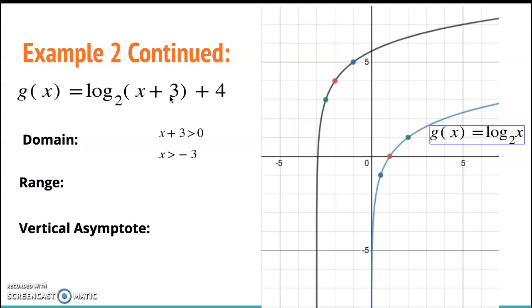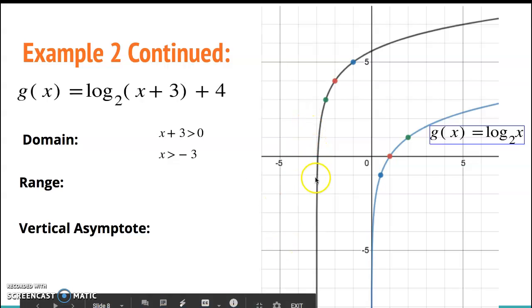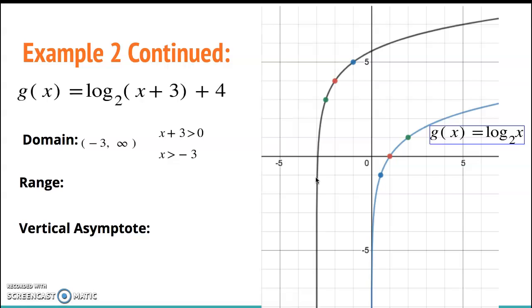So we can take x plus 3, set it greater than 0, and solve for x. So x has to be greater than -3, which means starting at -3, not including -3, off to infinity. We know the range of every logarithmic function is all real numbers. And if the domain is -3 to infinity, that means its vertical asymptote has to be at x equals -3.